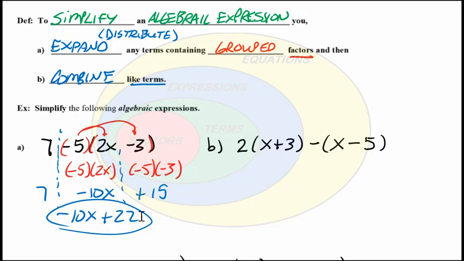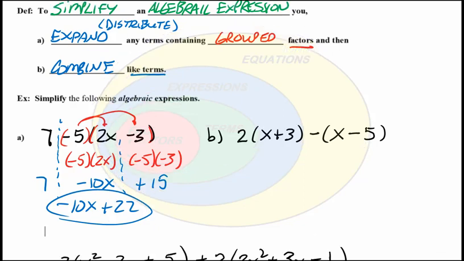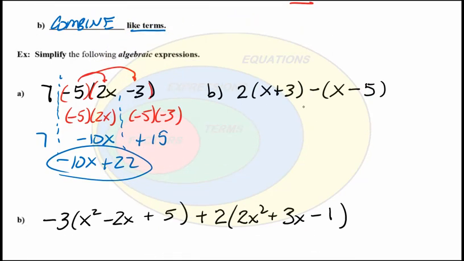So let's do this for the next 2. Again, before I do this, I realize that this expression has 2 terms. The first term has a grouped factor, so I will distribute to each of those terms, and I'm going to create 2 separate terms. 2 times x is 2x, and 2 times 3 is plus 6. So now I've just expanded.